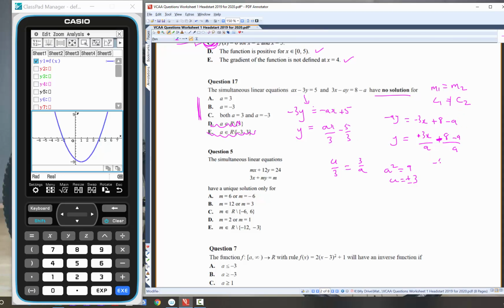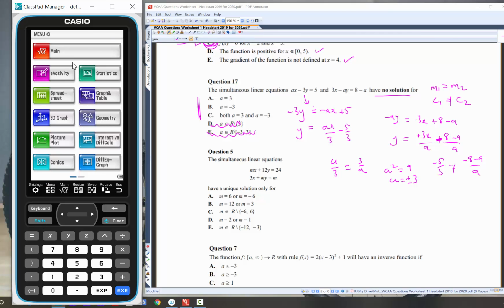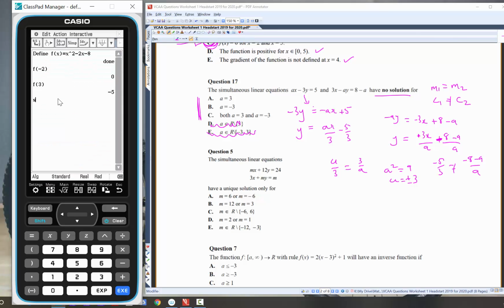So to do that, I'm going to say negative 5 on 3 is not equal to negative 8 take a over a. This is rather unattractive, so I'm going to quickly bang this into the calc. It's probably an easy one, but it looks ugly, so I'm going to go solve. Oop. Come on, there it is. Negative 5 on 3 equals negative 8 take a, and that's all going to be divided by a, solving for a.